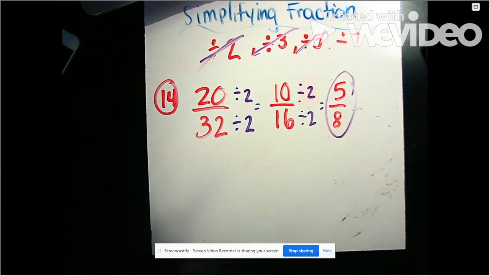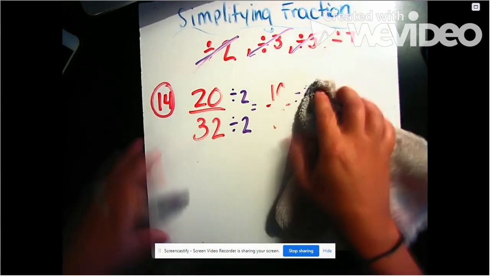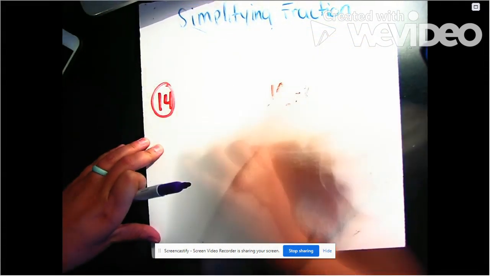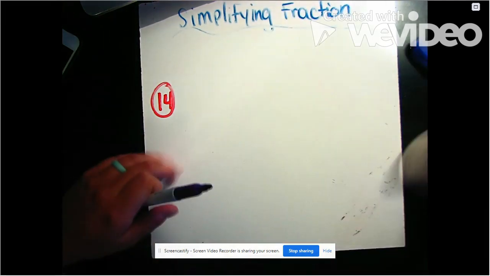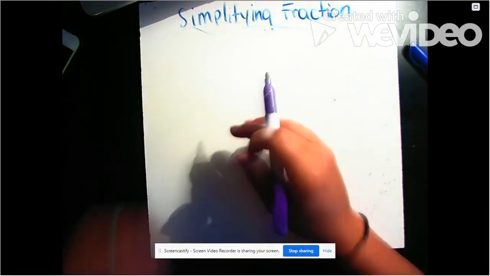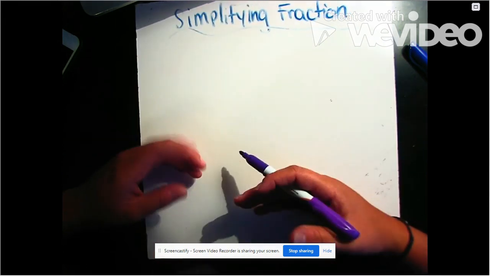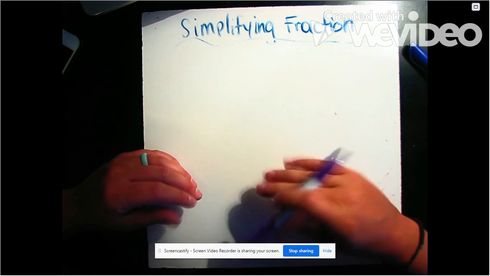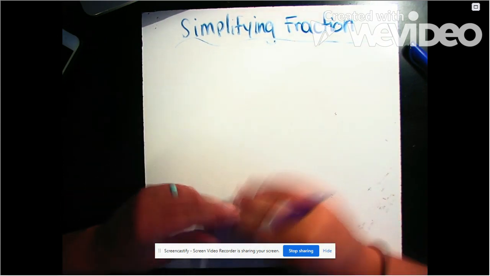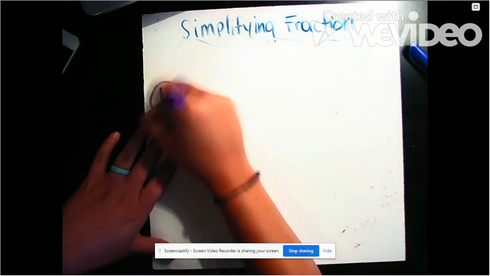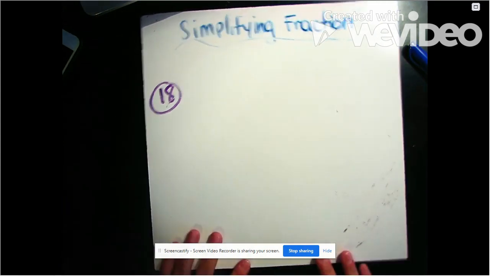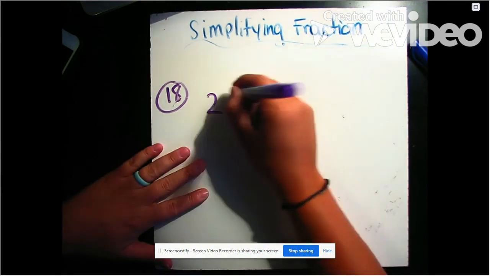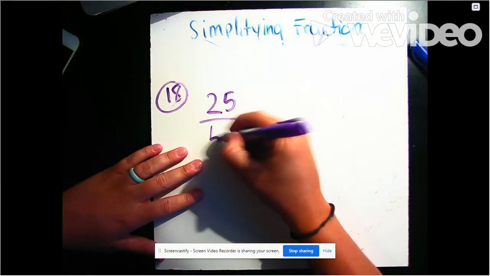So the next method I want to show you is going to be your friend if you are really good at your multiplication facts. Okay? This is the way that you'll really start doing it once you get better at simplifying fractions, once you get better at math. So let's look at number 18. This method is, if you know your facts well enough, you should be able to look at both numbers and see what they have in common.